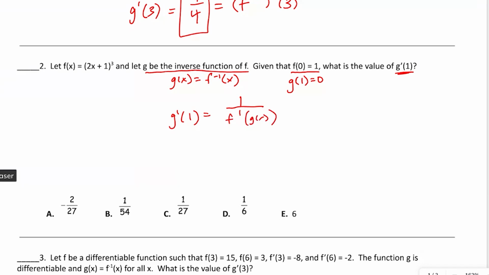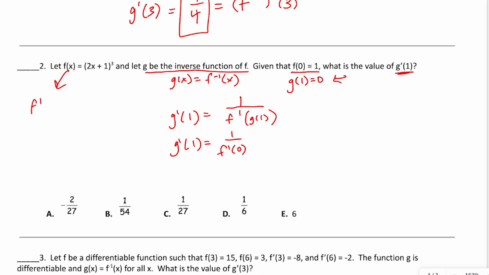In this particular case, x is 1. So first, we're going to evaluate g of 1, which we get right here. G of 1 is 0. So we have g prime of 1 equals 1 over f prime of 0. And so we need to evaluate f prime of 0.